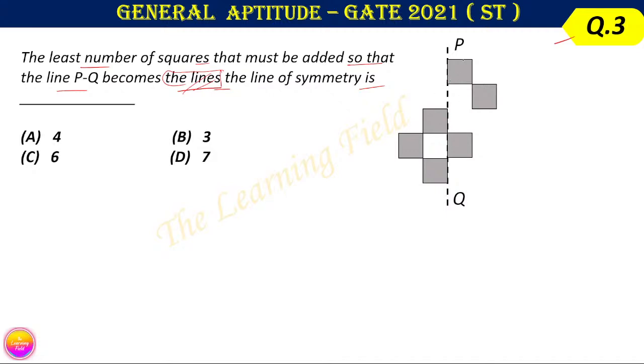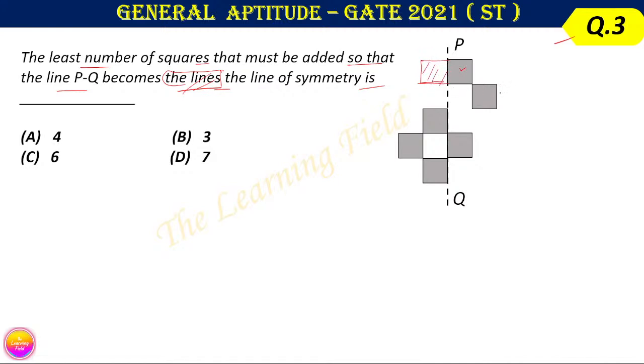So this is the question. First, it is given that suppose these are all 1 by 1 squares. Suppose this is 1 square. Therefore, if we need a symmetric picture, then we must add 1 square here. So this is suppose 1 square.